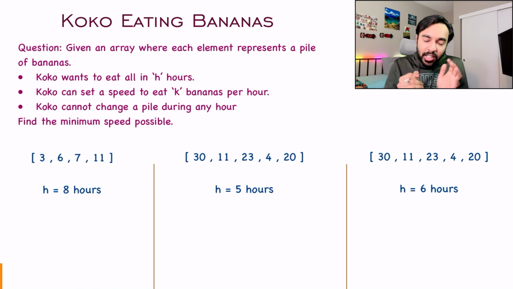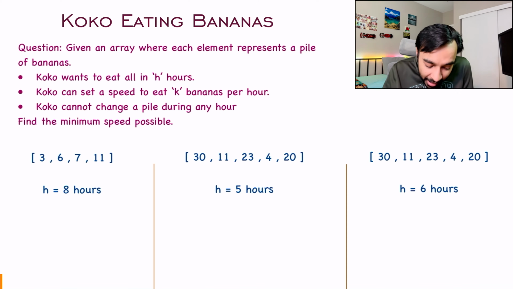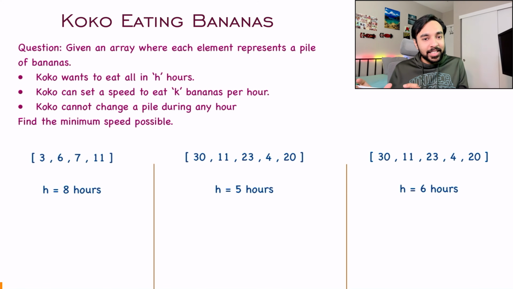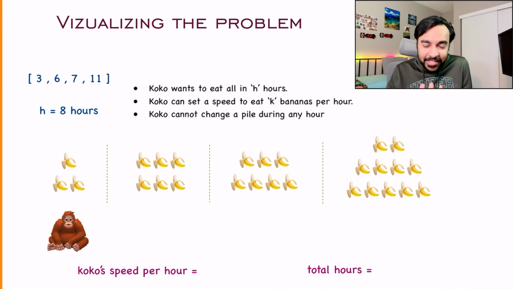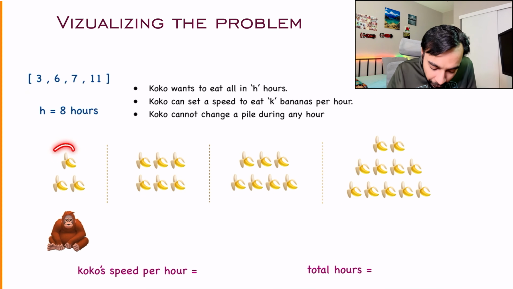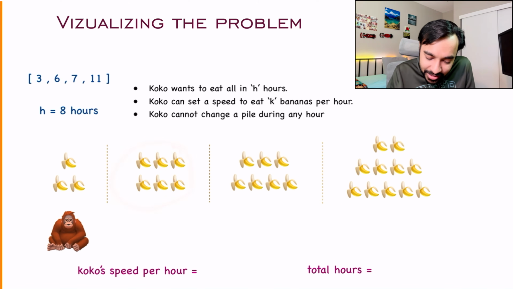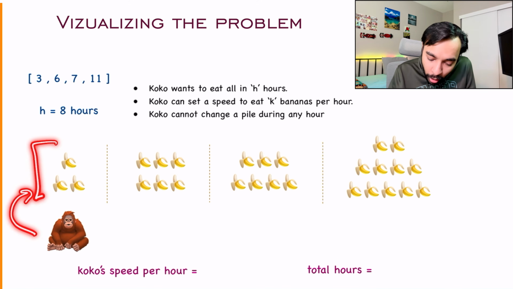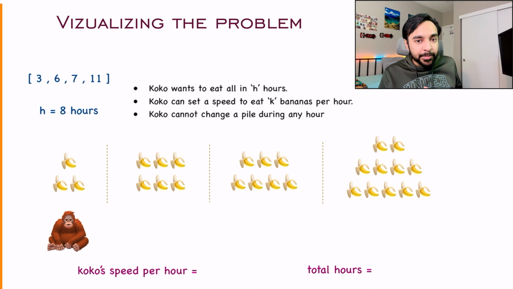I know that this is a lot of information to process, so let me visualize this particular test case for you, and then things will become even simpler. What I have over here is my first test case. Each of these numbers is a pile of bananas, correct? My first pile has 3 bananas, the second pile has 6, the third pile has 7, and the last pile has 11 bananas. Koko has to eat all of these bananas before the time expires. She has a total time of 8 hours.